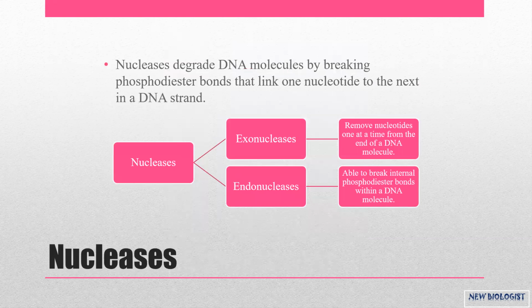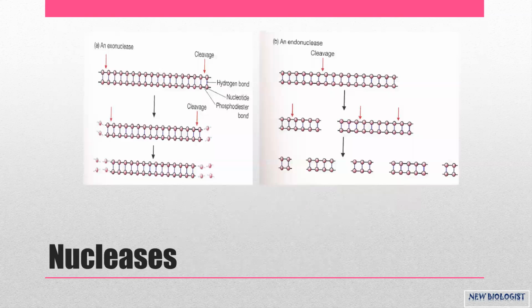So let's talk about the first, nucleases. There are two types: one is called exonuclease, another is endonuclease. What are the characteristics of both? Exonuclease removes nucleotides one at a time from the end. So exo means at the end, endo means in between. The endonuclease can break the phosphodiester bond within the molecule itself. So let's see one by one.